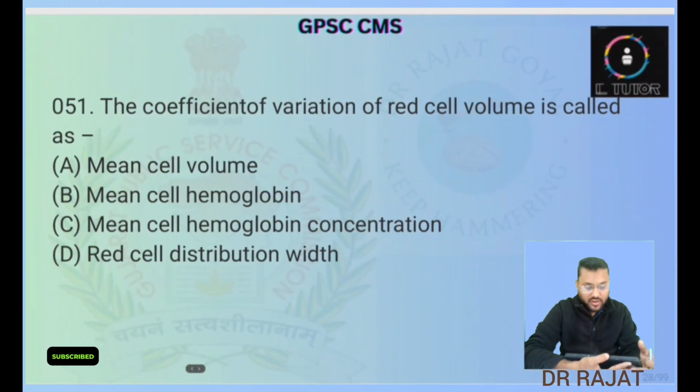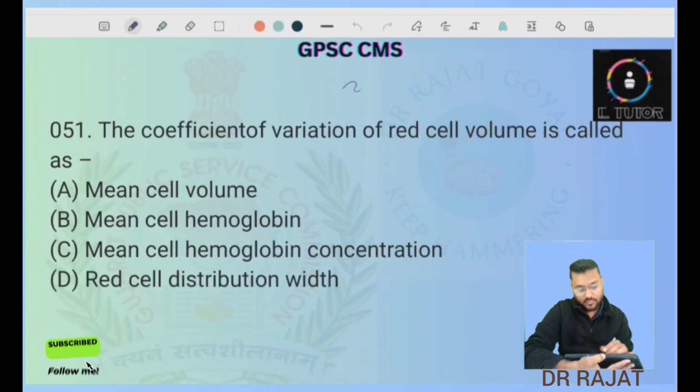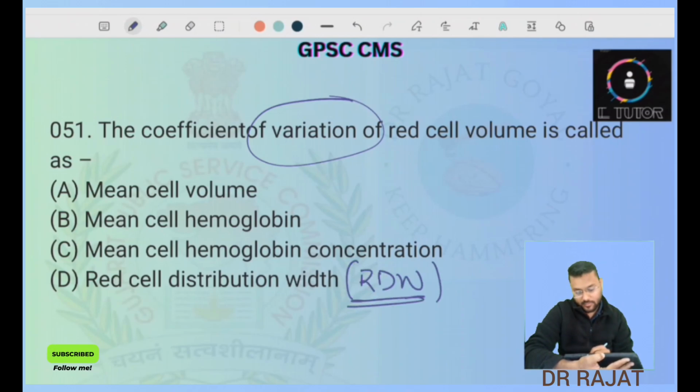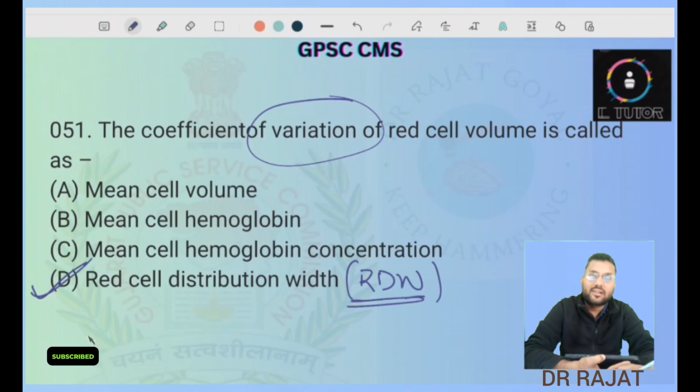The coefficient of variation of red cell volume is called as? So they are asking about the coefficient of variation. The main thing here is the variation. If we talk about the variation, then it is shown by the red cell distribution width, which is also called RDW. So variation of the red cell volume is shown by the red cell distribution width.